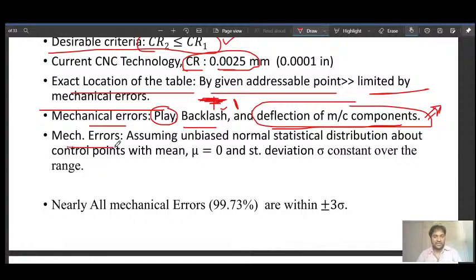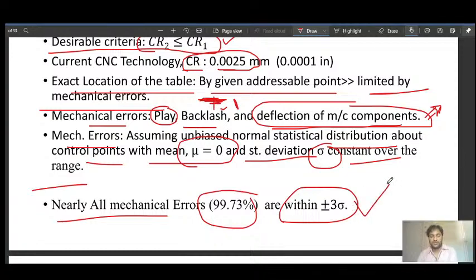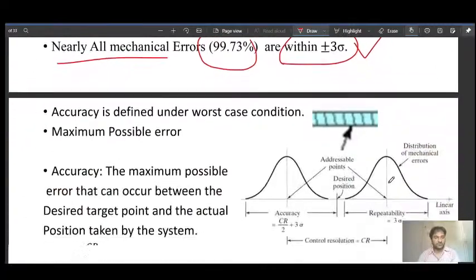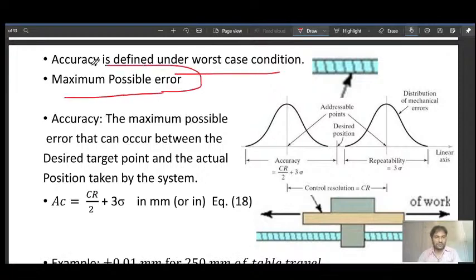Then mechanical errors are assumed to have an unbiased normal statistical distribution about the control points with mean 0 and standard deviation sigma, constant over the range. So nearly all mechanical errors, 99.73 percent, are within 3 sigma. That's why we use the plus minus 3 sigma level. Here accuracy is defined in the worst case condition, that is, the maximum possible error in the positioning system.